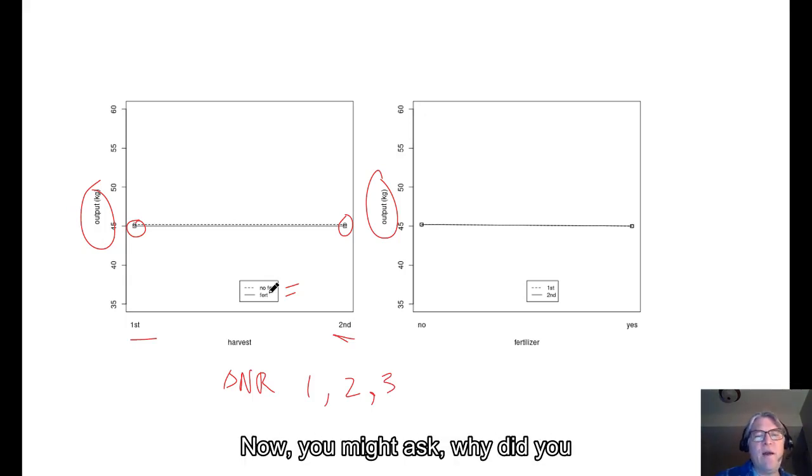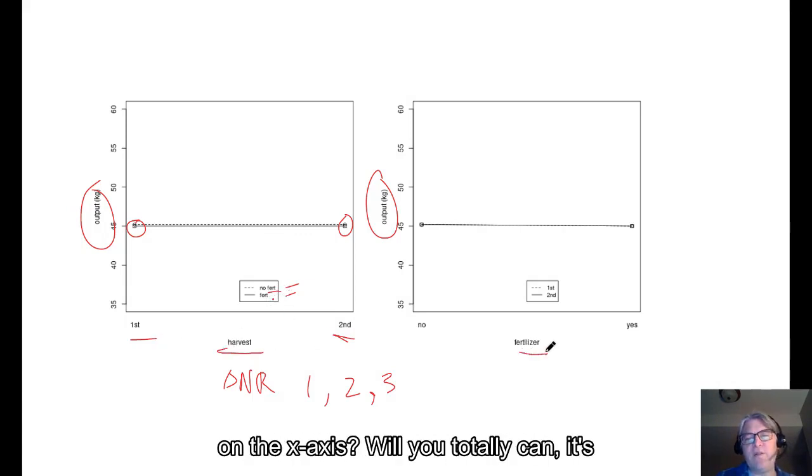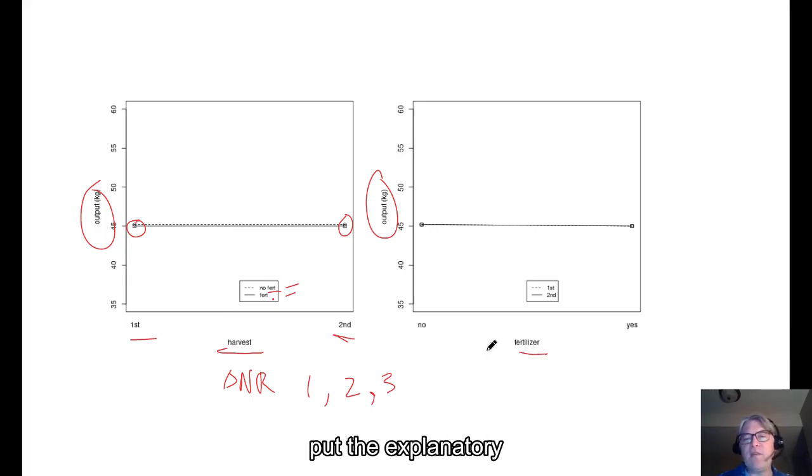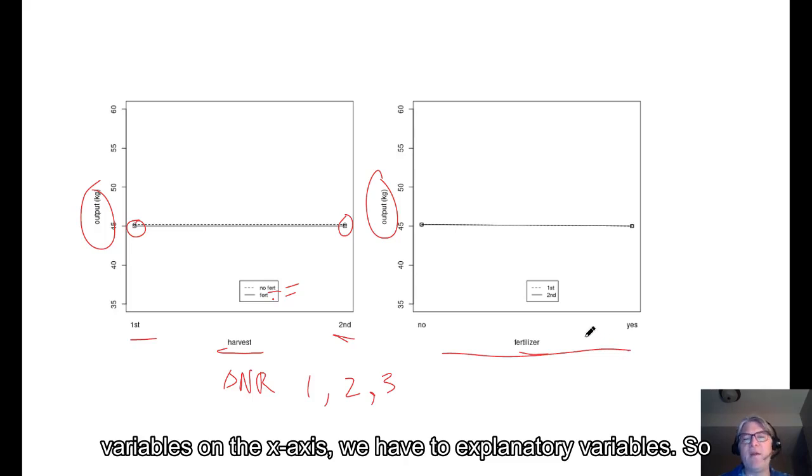Now you might ask, why did you put fertilizer in the line codings and harvest on the x-axis? Why didn't you put fertilizer on the x-axis? Well, you totally can. It's completely arbitrary. You want to put the explanatory variables on the x-axis, but we have two explanatory variables.